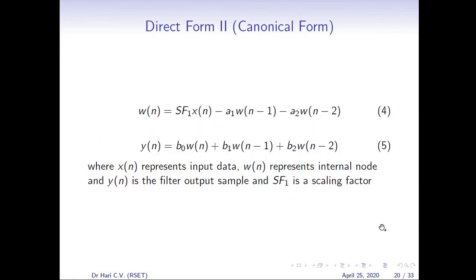For the direct form 2 or canonical form, we know w of n is equal to S1 x of n minus a1 w of n minus 1 minus a2 w of n minus 2, and y of n is equal to b naught w of n plus b1 w of n minus 1 plus b2 w of n minus 2, where x of n represents the input data, w of n represents the internal node, y of n is the filter output sample and S1 is the scaling factor. This structure is direct form 1, direct form 2, cascade and parallel form realizations that we studied in module 5.